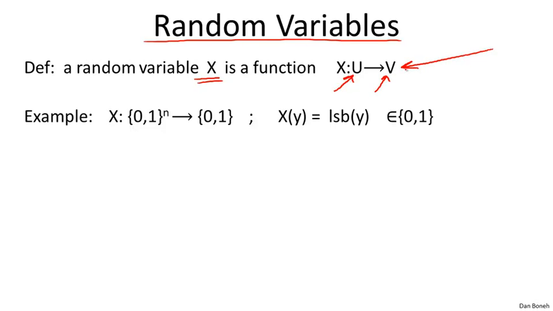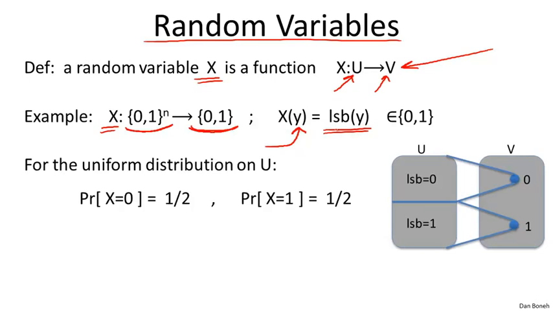So let's look at a particular example. Suppose we have a random variable X, and this random variable maps into the set {0, 1}. So the values of this random variable are going to be either 0 or 1, so 1 bit basically. Now this random variable maps our universe, which is the set of all n-bit binary strings, {0,1}^n. And how does it do it? Well, given a particular sample in the universe, a particular n-bit string y, the random variable will simply output the least significant bit of y. And that's it. That's the whole random variable.